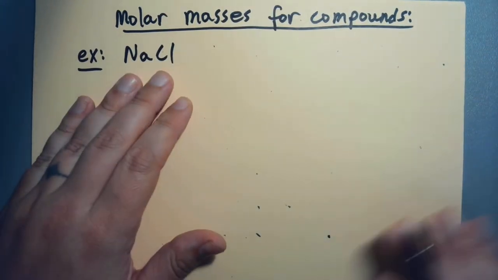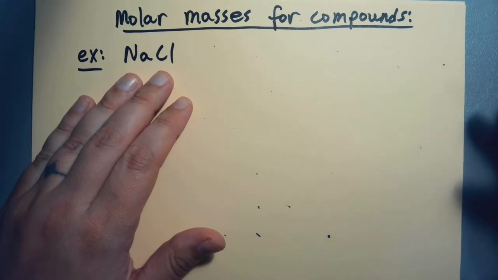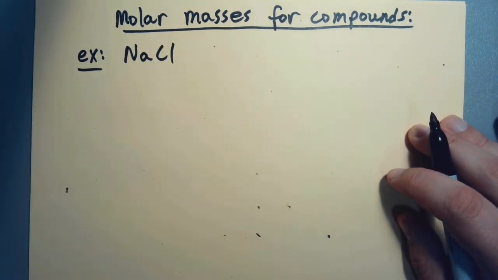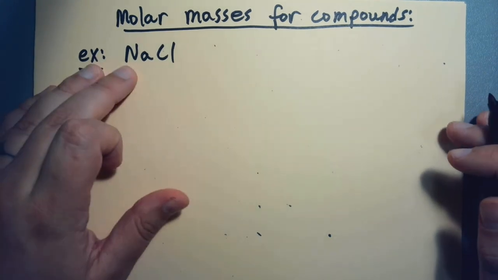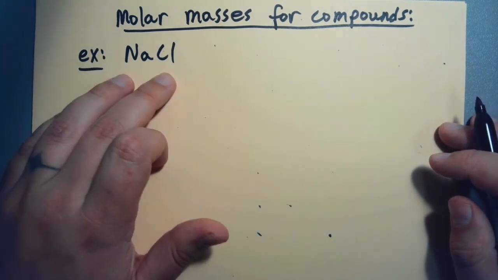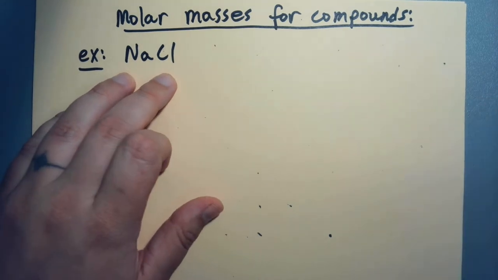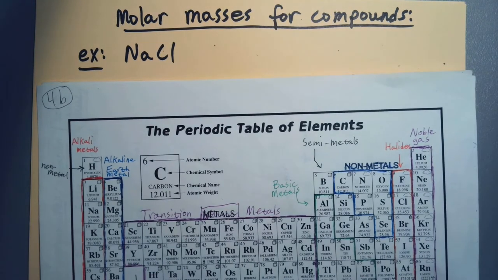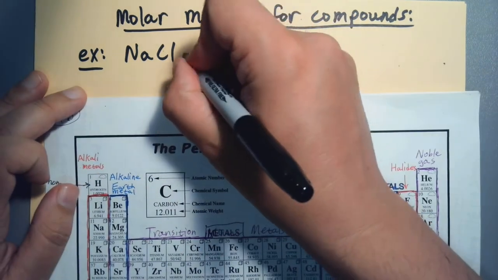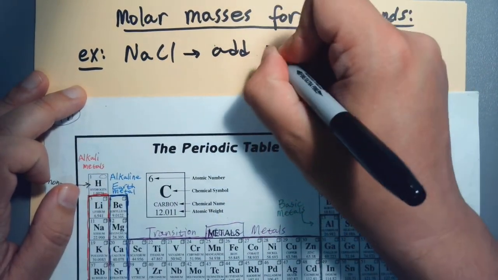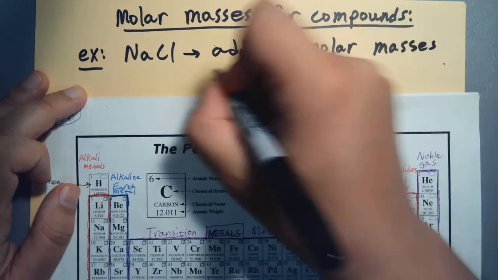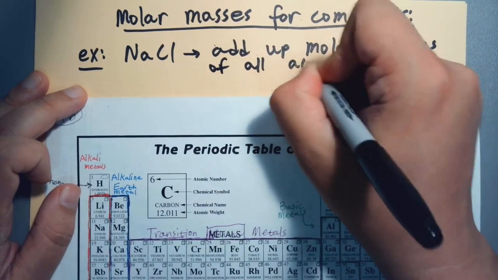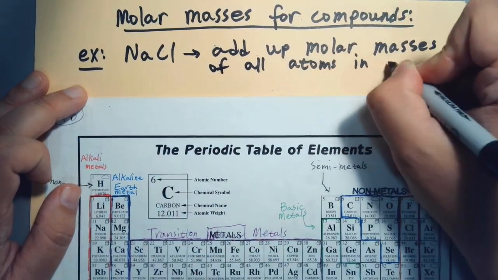So, this is an ionic compound, so we could also say NaCl's formula weight, but guess what I'm going to do? I'm just going to cover all my bases. I'm just going to say molar mass over and over again, because I'm not wrong when I say that. So, how do we find the molar mass for NaCl? Well, we've got one Na, we've got one Cl. We just add them up. How do I know what Na is? Boom! Periodic table. Alright. So, we just add up molar masses of all atoms in the compound.